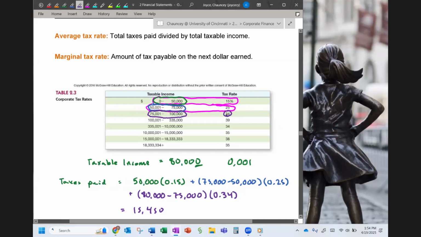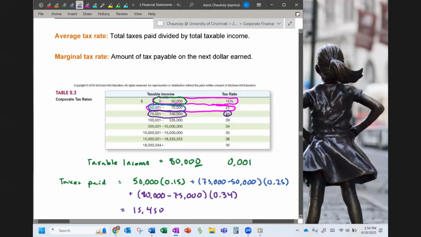There we go. So we'll take 50,000 times 15%. I'm going to save that number just by pressing store 1. And then I'll take my next 25,000 times 25%, store that as store 2, and then take my next 5,000 times 34, and store that as 3, add recall 1, that first number, add recall 2, that second number we calculated. So our taxes paid should be 15,450.